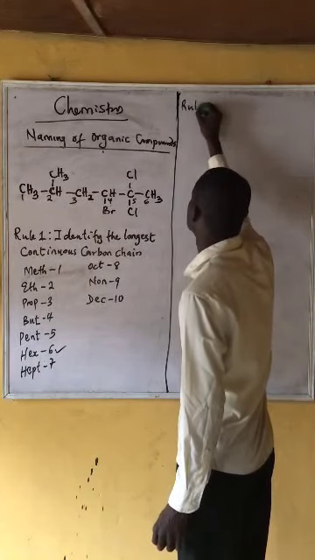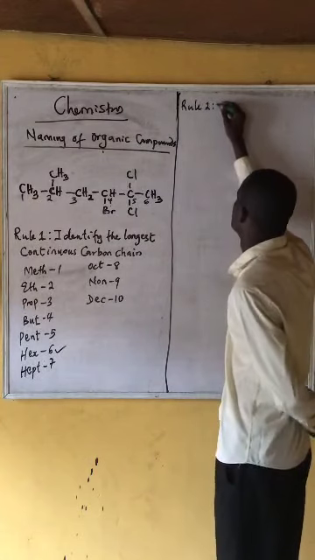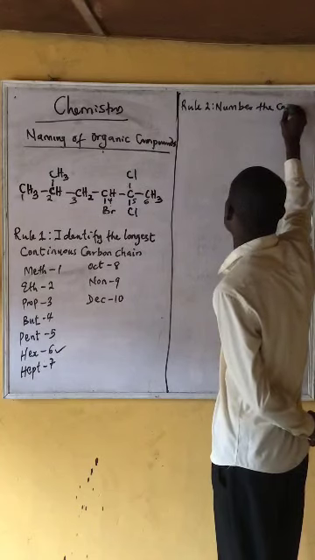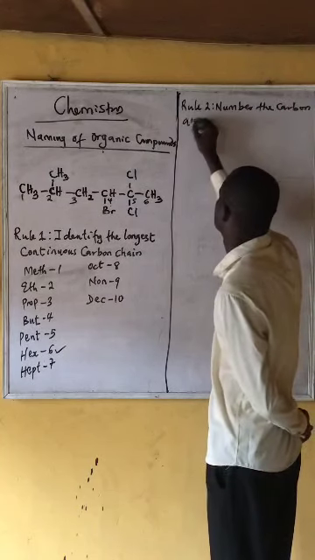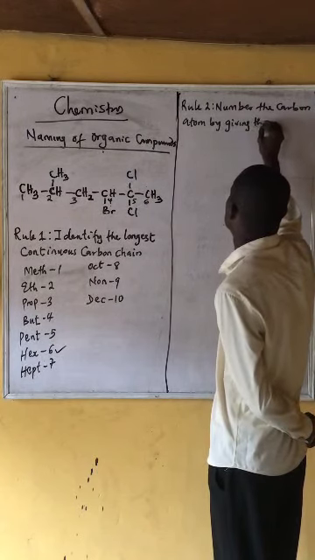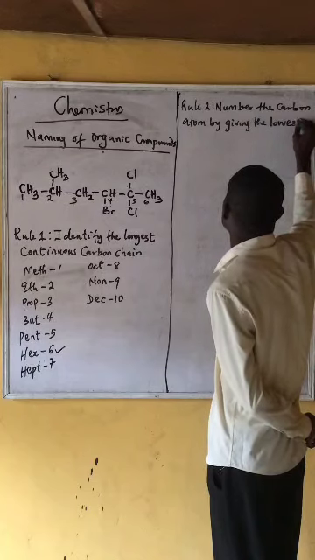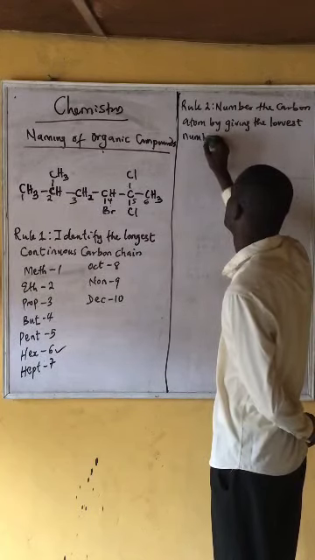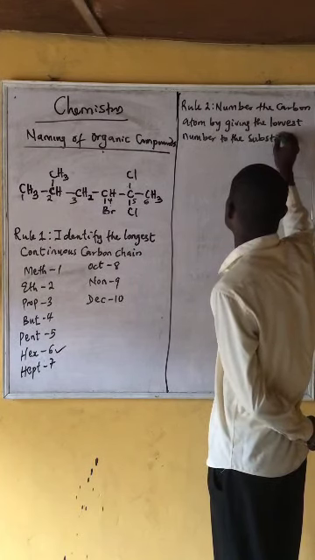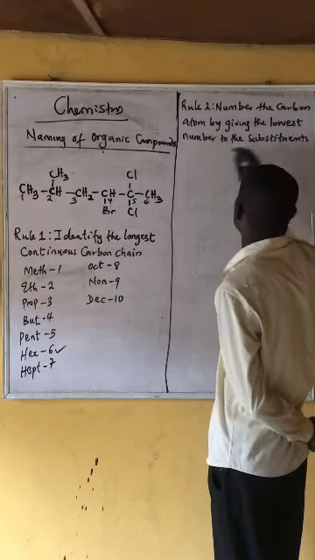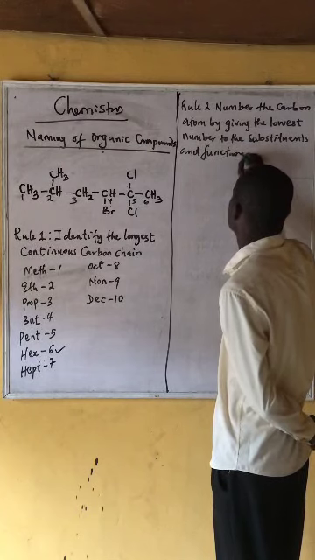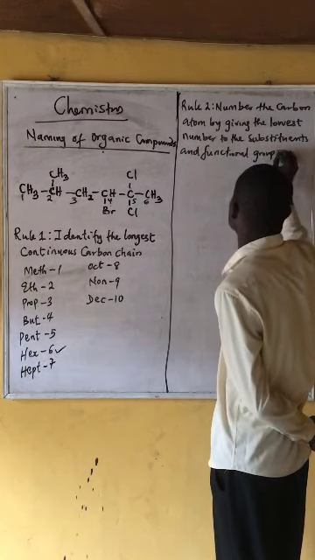Rule number 2: number the carbon atoms by giving the lowest number to the substituent and functional groups. Give the lowest number to the substituent and functional groups.